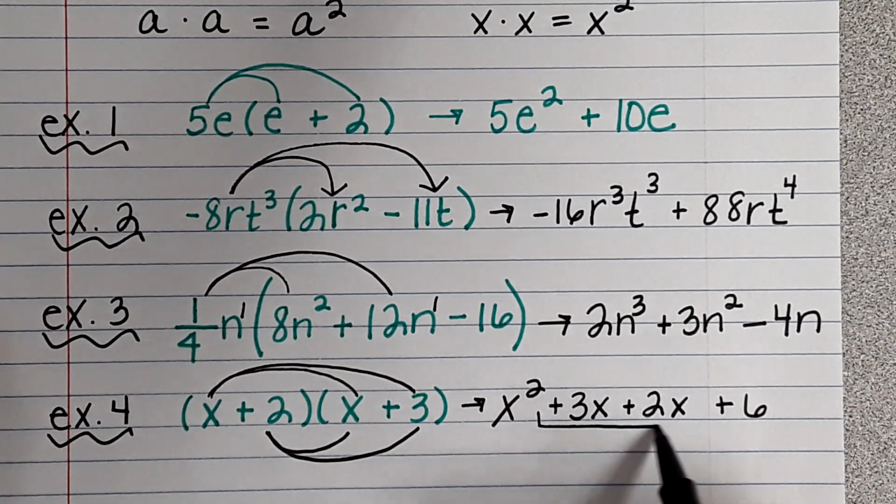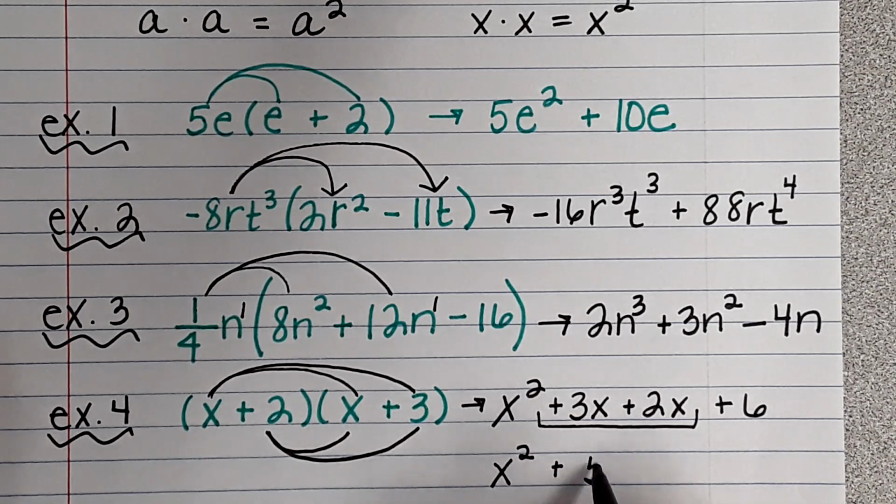Now, see these two middle terms? Are those like terms? Yep. What is 3x plus 2x? 5x. And that's your answer.